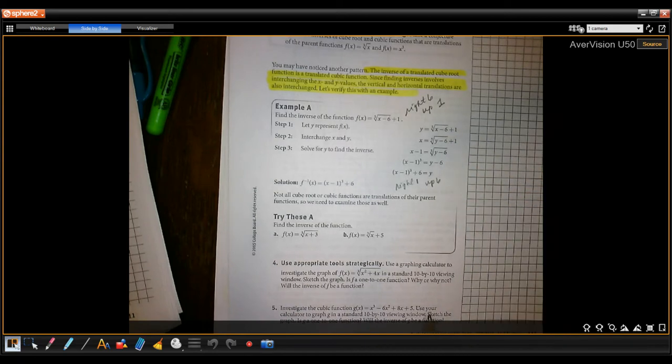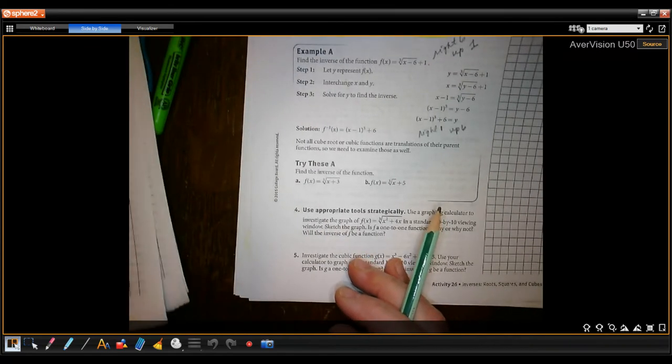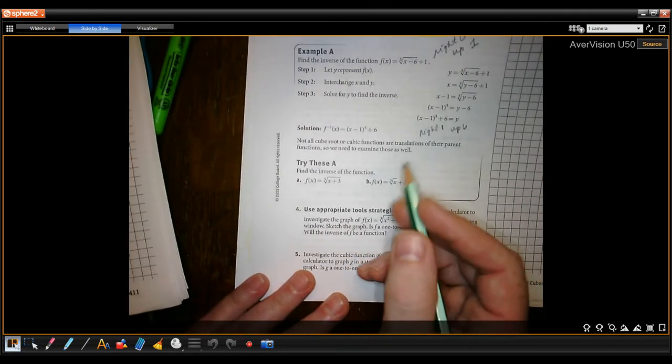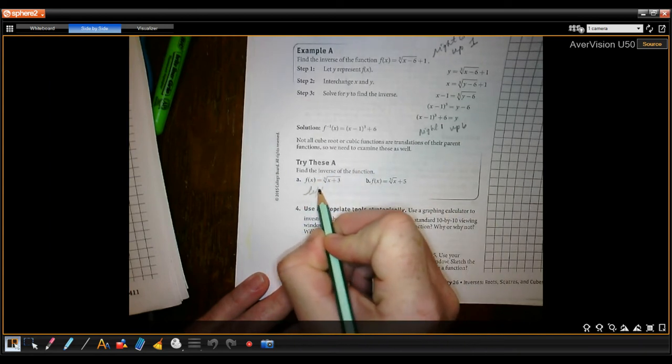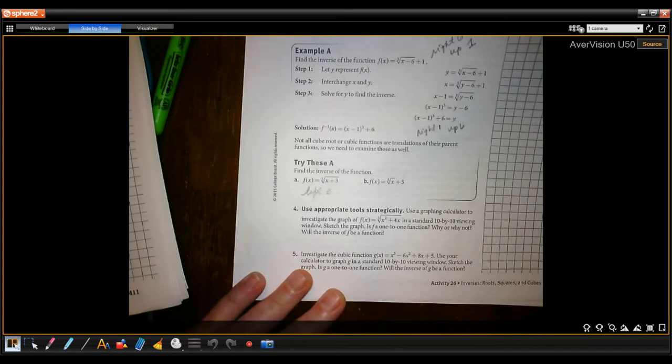Okay, not all cube root or cube functions are translations of their parent functions, so we need to examine them as well. Okay, find the inverse of this function. So what does this one do? This goes left 3, right? So find the inverse. So let's find the inverse.